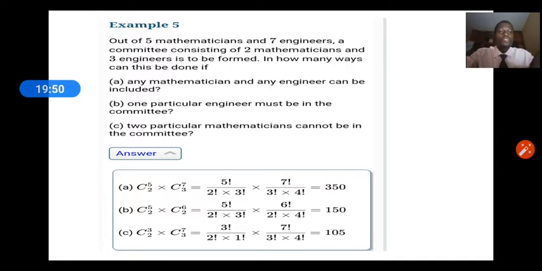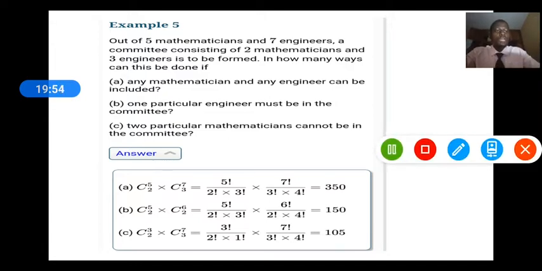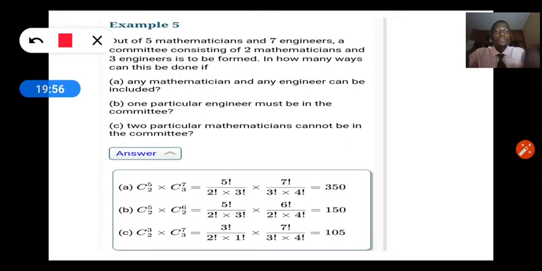No restriction. So that gives us a total of five mathematicians, that's why we have 5 combination, and we have to select 2 according to the question. We have to select 2 from the mathematicians, that's why we have 5 combination 2. Then the other one, we have 7 engineers, and we have to select 3 of the engineers. So we have 7 combination 3.